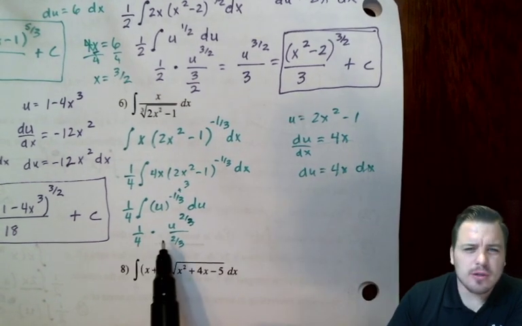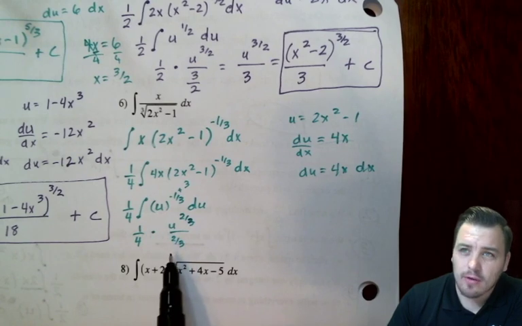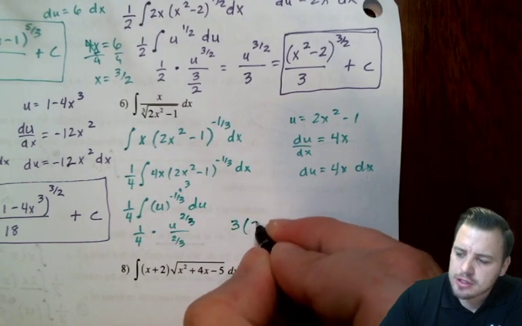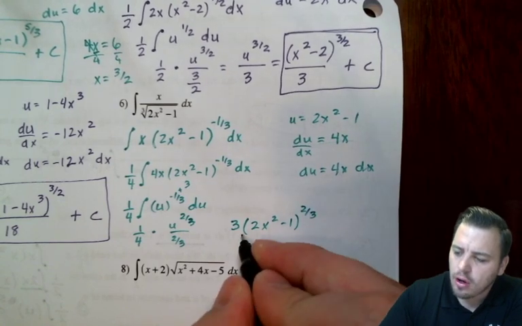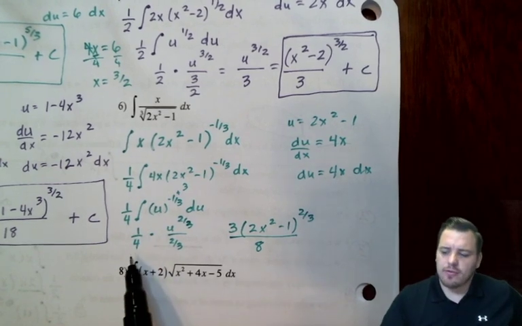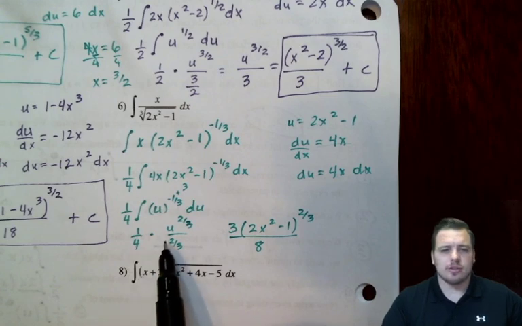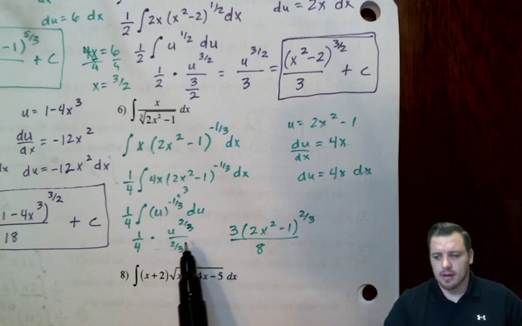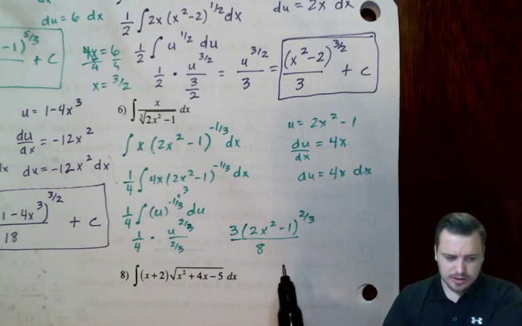And then 4 times 2/3 is 8/3, so 1 over 8/3, we're just going to flip it up. So that should be 3 over 8. And then u is 2x squared minus 1 to the 2/3 power, all times 3/8, which would represent this right here. And then we just need to add C.